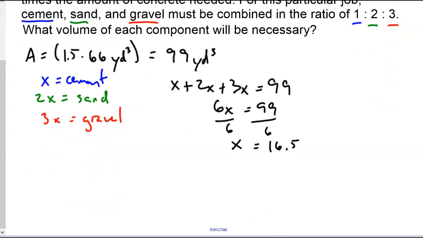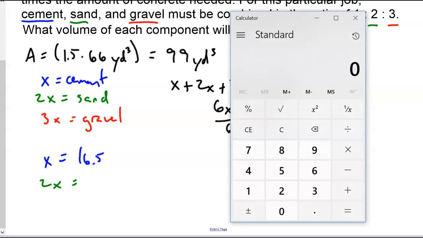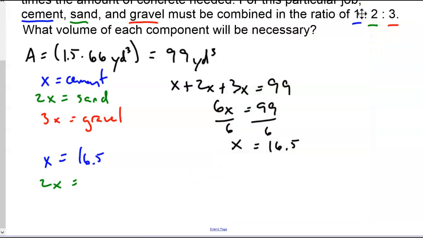So let's come back over here and see what we've got. So we had said that X was cement, and it's going to be 16 and a half cubic yards. Well, now sand is 2x, so if it's 2x, then we'll just take 16 and a half and multiply that by 2, which is 33. And so we'll end up with 33.